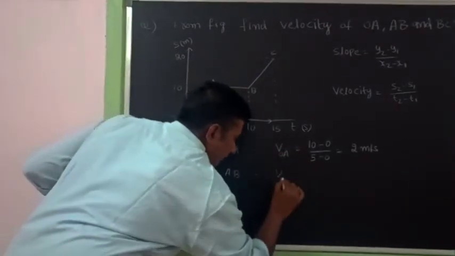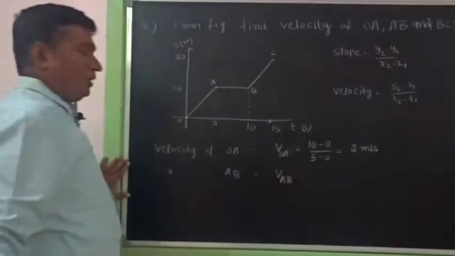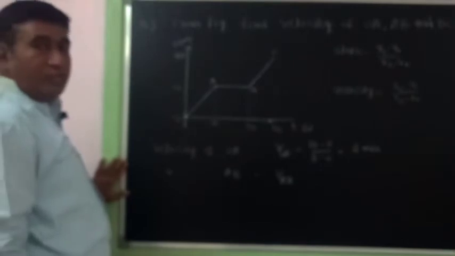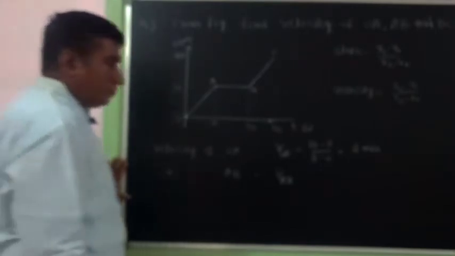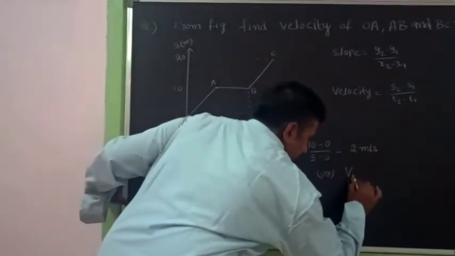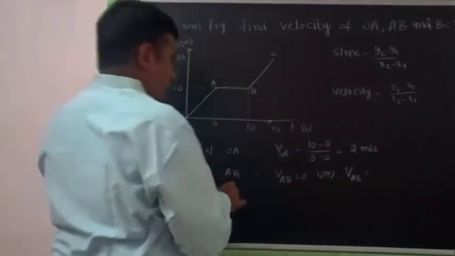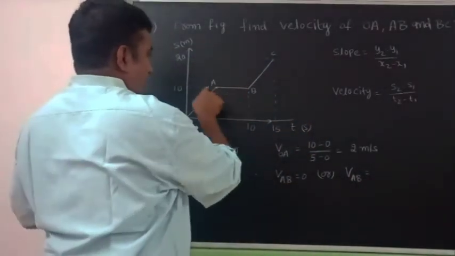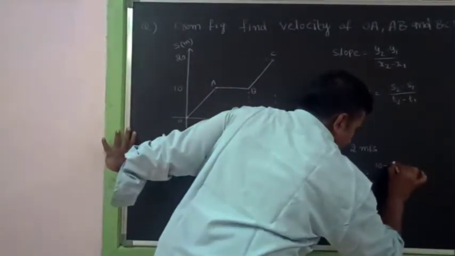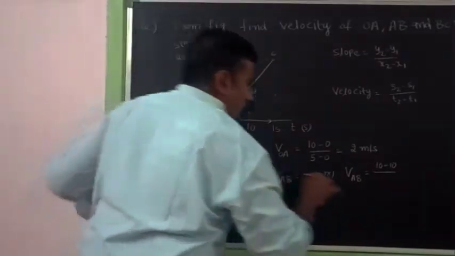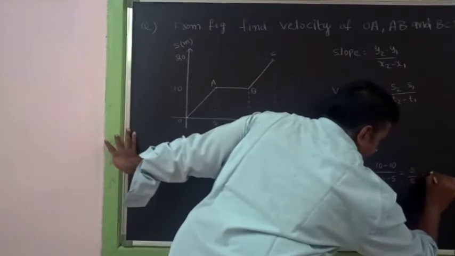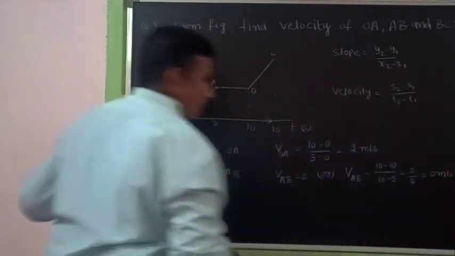So here, velocity of AB, can anybody tell? Here the theta value is 0. Whenever theta is equal to 0, velocity is also equal to 0. Or if you want, VAB is equal to S2 minus S1, here S2 is 10, S1 is also 10. That is 10 minus 10 by 10 minus 5. So 0 by anything is 0, which is 0 meter per second.